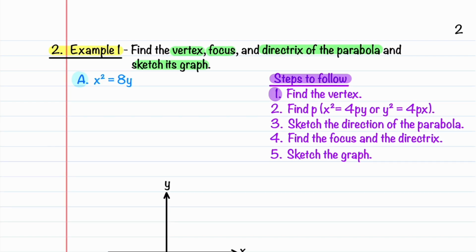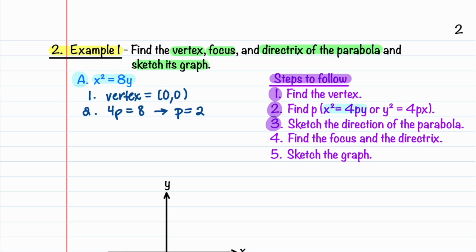Notice in this equation that there is no x minus a number or y minus a number, so that tells us that our vertex is located at the origin. So let's write down that our vertex is equal to (0, 0). Our second step is to find p. To do that, we are going to compare the equation that we're given to the standard equation for a parabola, x squared is equal to 4py. We're going to take 4p and set it equal to 8, just comparing those two equations. This tells us then that p is equal to 2.